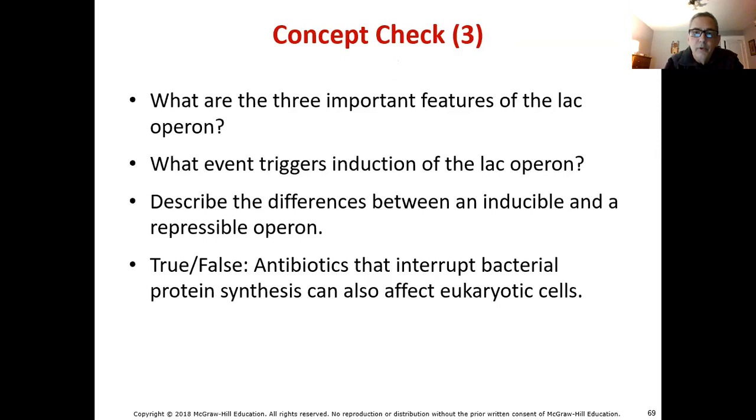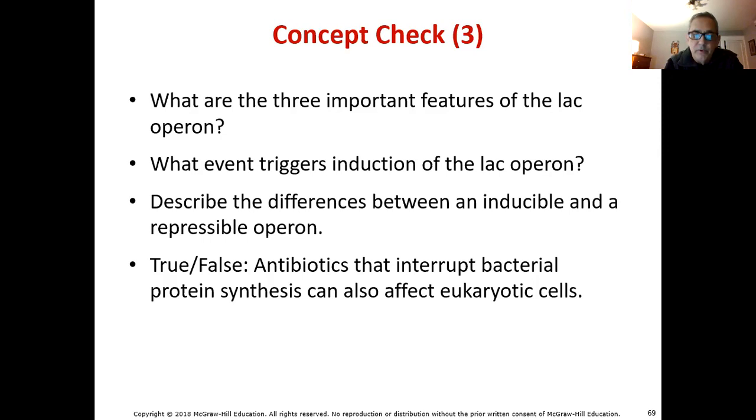What are the three important features of the lac operon? You have a repressor protein that represses the operon. You have a promoter region where the RNA polymerase binds. The induction of the operon is caused by the removal of the repressor protein, which is caused by an excess of lactose sugar. Inducible operon is turned on, repressible is turned off.